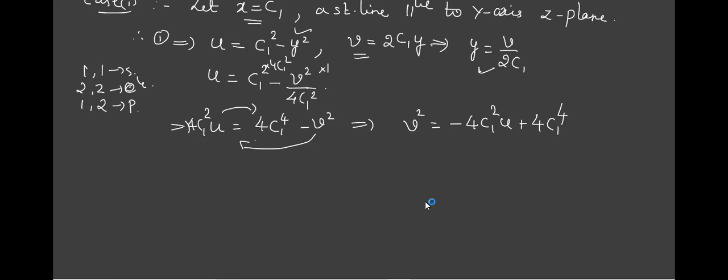There are 3 terms. So more than 2 means obviously the vertex is shifted. We are interested in getting that vertex. So I'll write this as v minus 0 the whole square. Is it okay? Can we write v square as v minus 0 the whole square? Yes.